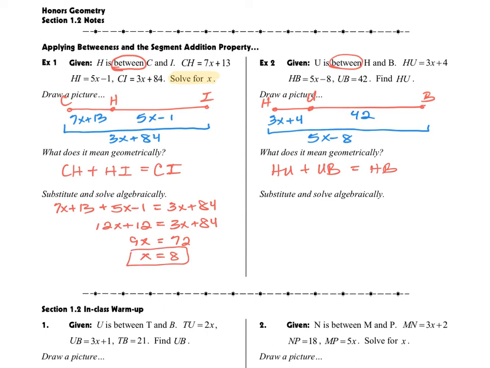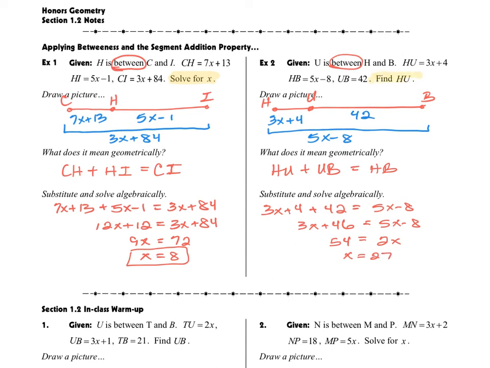We're going to substitute again. It says HU is 3x plus 4. It says UB from our picture is 42, and HB from our picture is 5x minus 8. Again, let's just collect our like terms. We're going to have 3x plus 46 equals 5x minus 8. I'm going to move my x's over to the right, and I'm going to get a 2x. I'm going to move my 8 over to the left, and I'm going to get a 54. So x is 27.